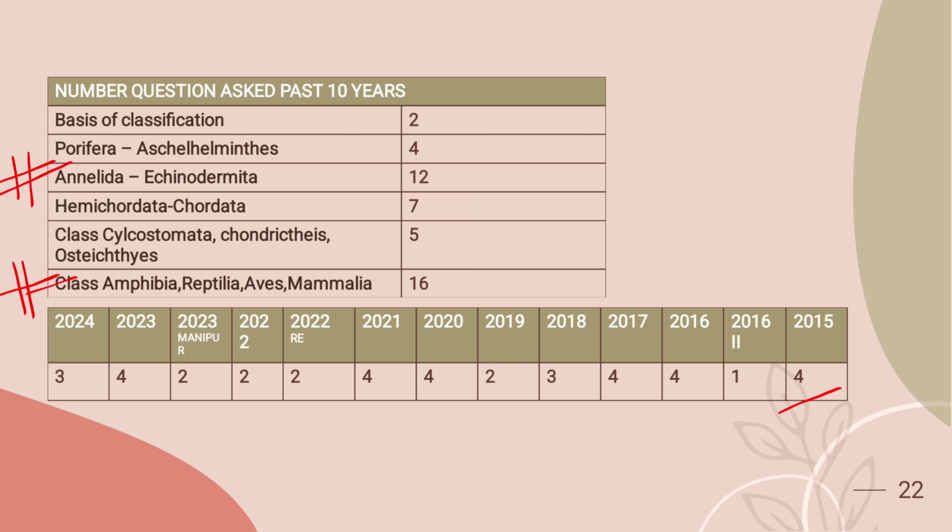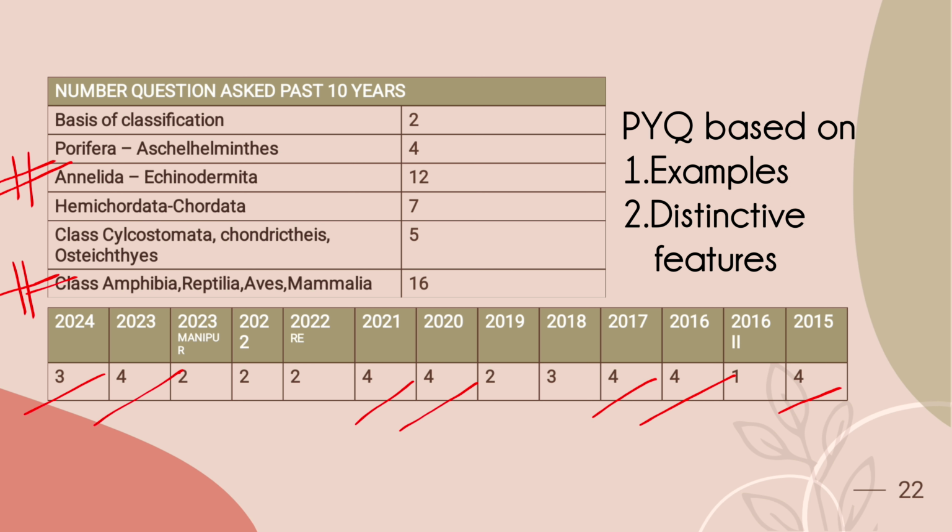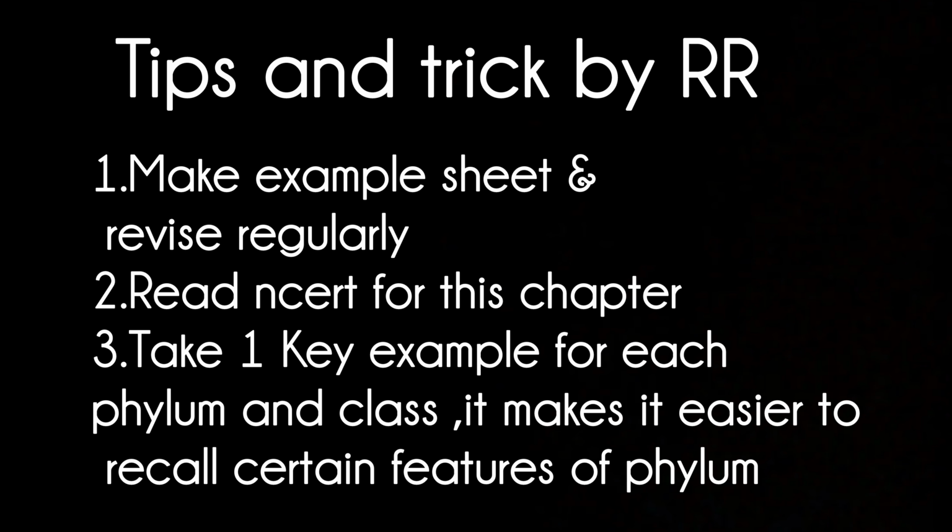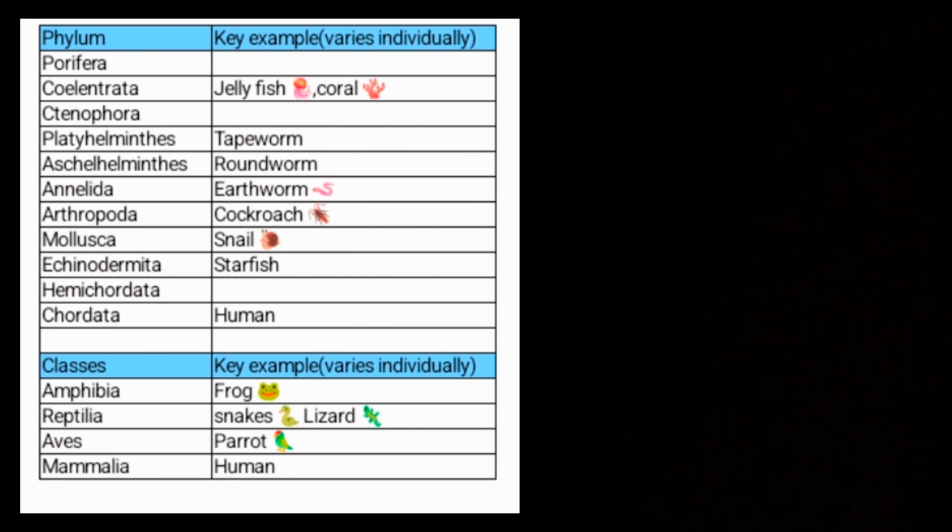You can see that this chapter is very important and mostly it is all based on examples, also on the salient feature of each phylum. For this chapter, you should make an example sheet and revise it regularly, and also read NCERT. Make one key example from each phylum and class. For example, you can write every single distinctive feature of cockroach in Arthropoda.